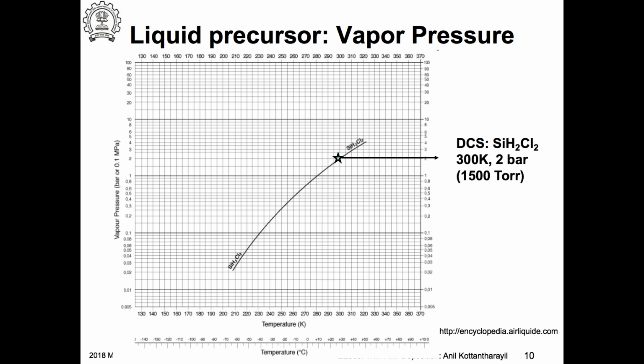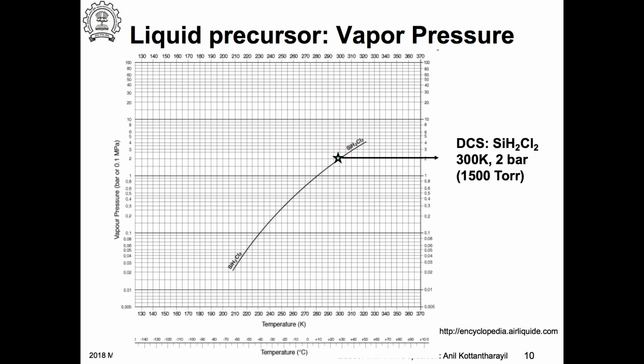Or 1500 torr. So the typical vapor pressure you are looking for in any of these precursors at room temperature is about 7 to 8 bars. This means that dichlorosilane is a very good precursor, even though it is a liquid at room temperature. It has fairly high vapor pressure, so it's very easy to use in a bubbler. This is taken from the company's data sheets. Air Liquide makes many of these products used in semiconductor processing.